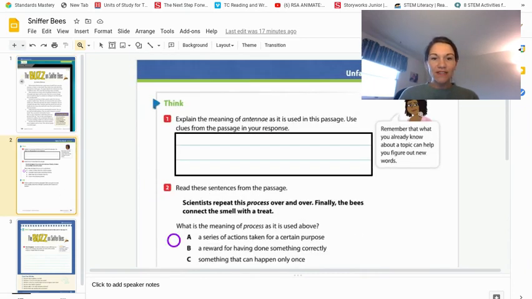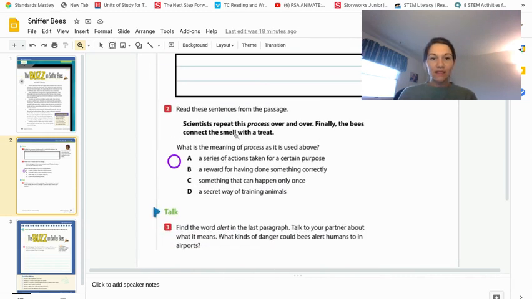On the question slide, you are going to answer the following. You're going to explain the meaning of antenna as it is used in the passage and use clues from the passage in your response. You guys can use the line tool to underline those context clues to help you with the meaning of antenna. That is one academic vocabulary word that was used.